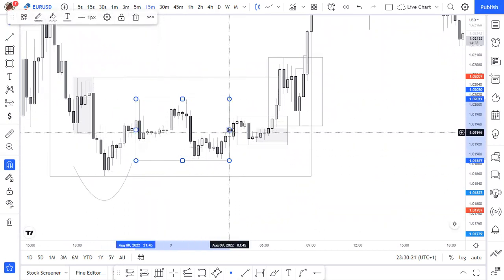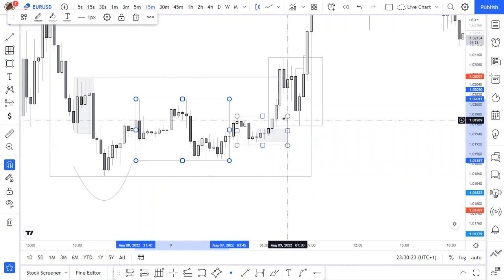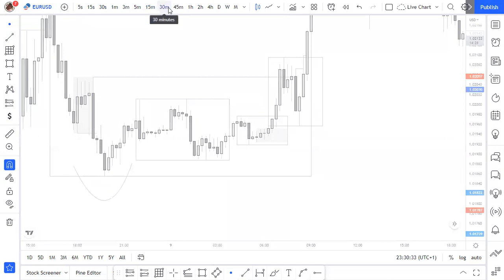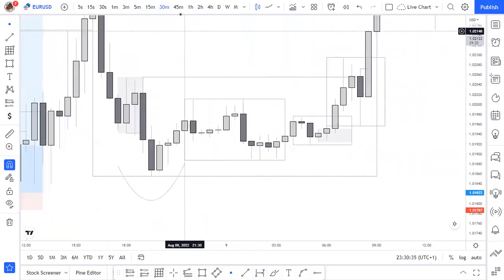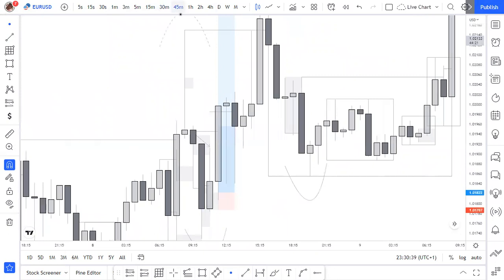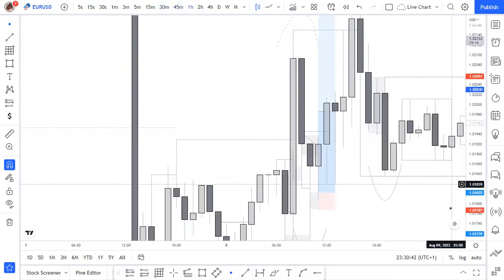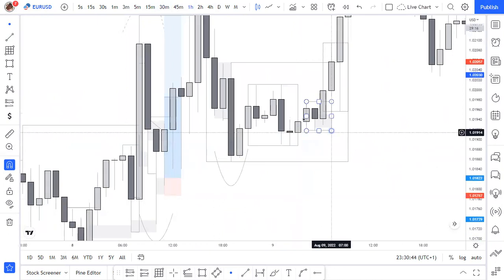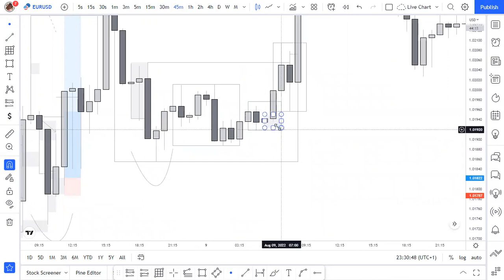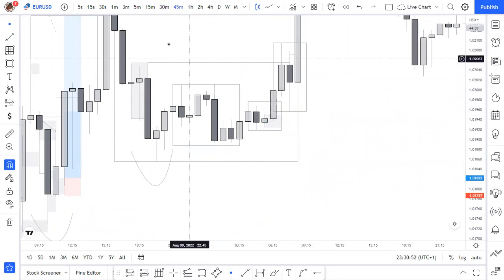And within this demand range, I also had this range here, and within this particular range, I have a defined range here. I can't remember the time frame. I think it's 45. It was a 45 minute inside bar candle. So that was my refined zone, but I also had my whole zone here.